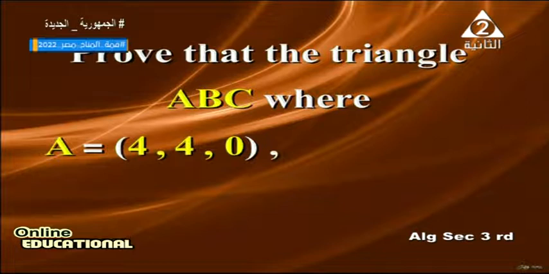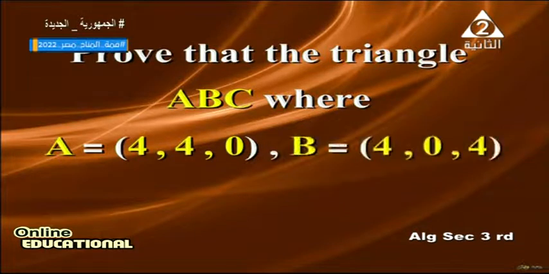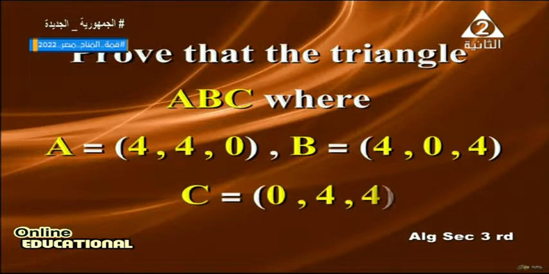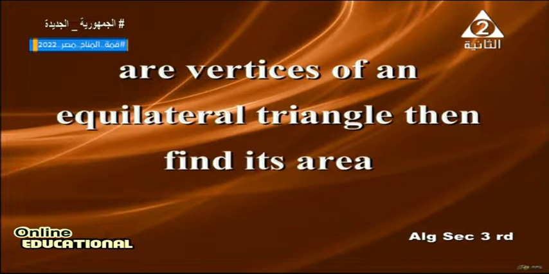Look at triangle ABC. A is (4, 4, 0), B is (4, 0, 4), C is (0, 4, 4). How to prove ABC is an equilateral triangle? What is the area?